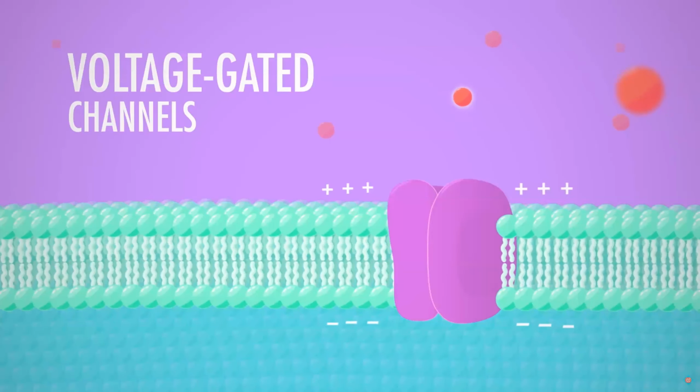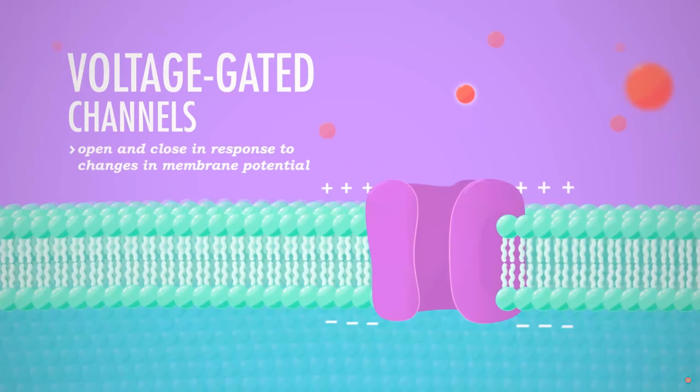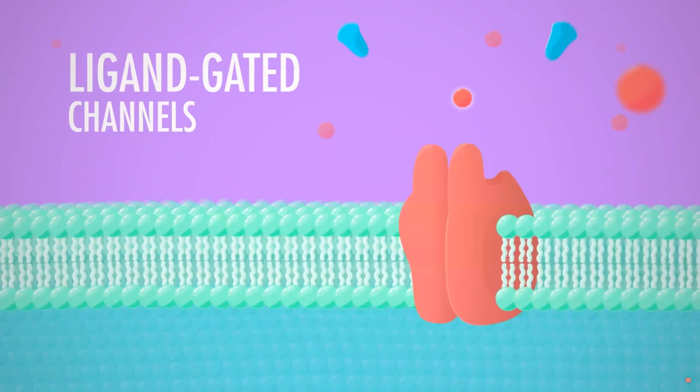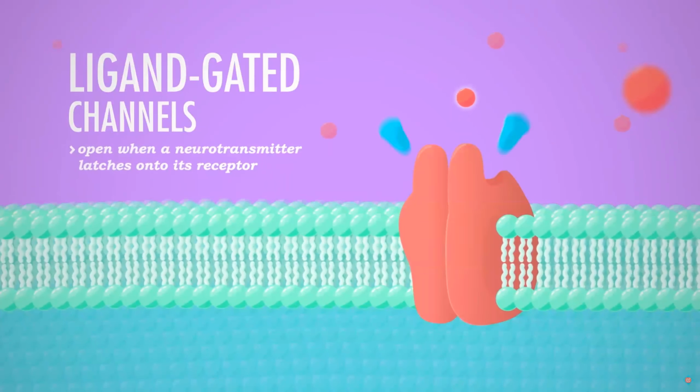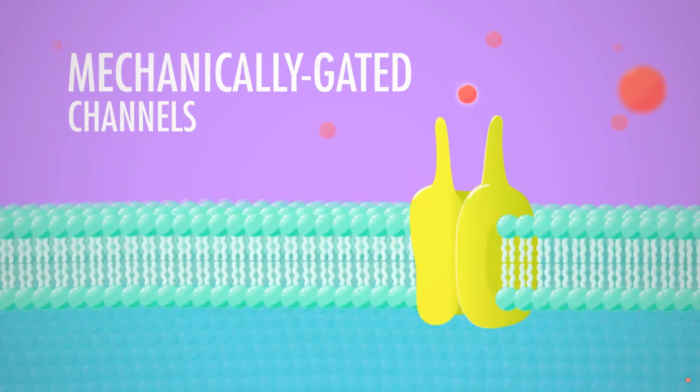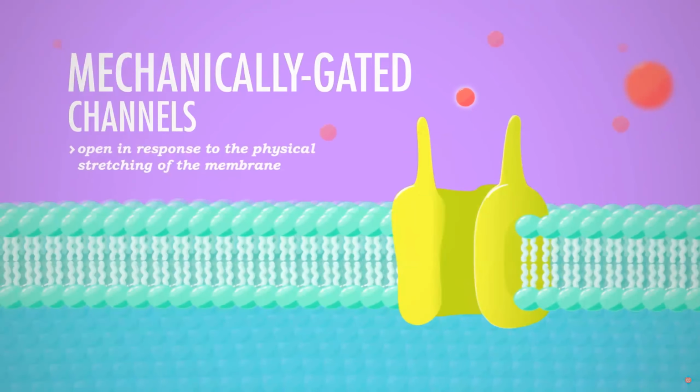Most are voltage-gated channels, which open at certain membrane potentials and close at others. For example, sodium channels in your neurons like to open around -55 millivolts. But some others are ligand-gated channels. They only open up when a specific neurotransmitter, like serotonin or a hormone, latches onto it. Then we also have mechanically gated channels, which open in response to physically stretching the membrane.